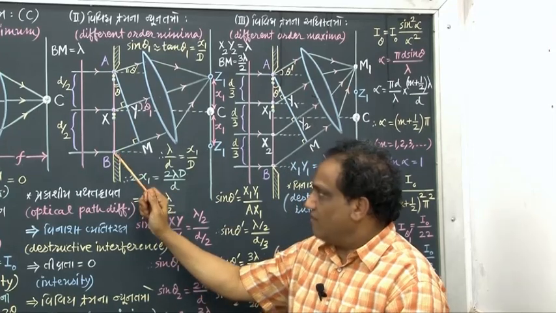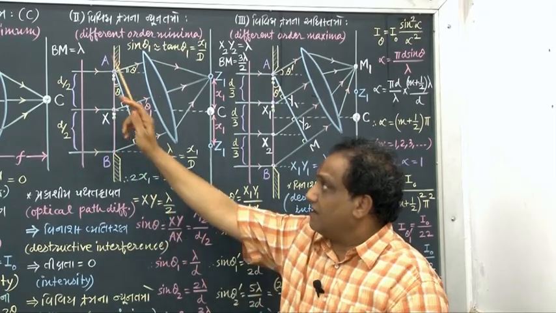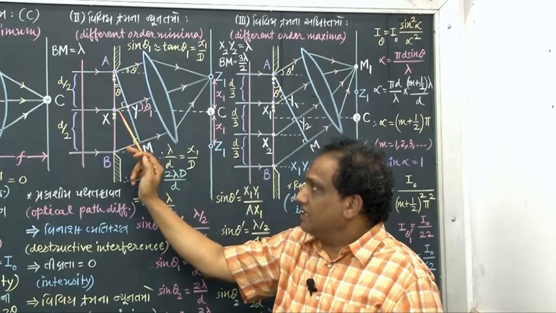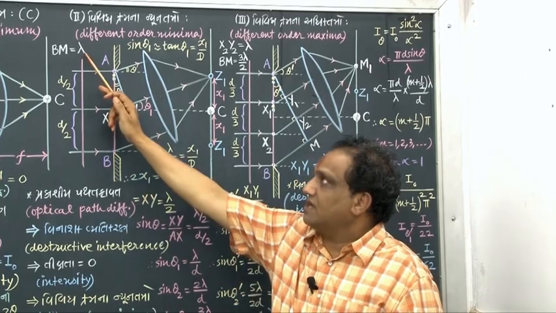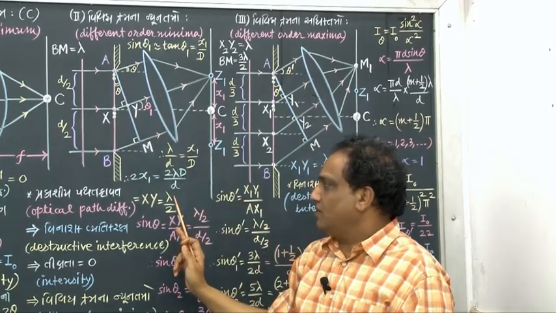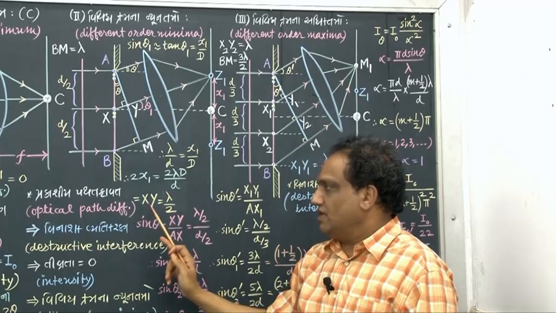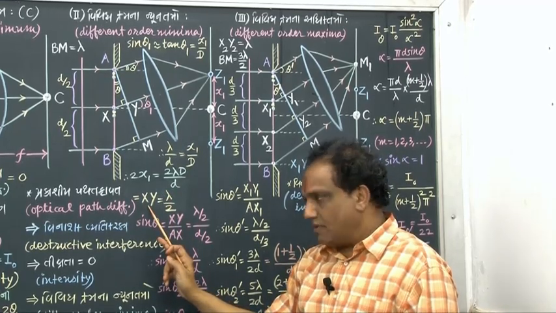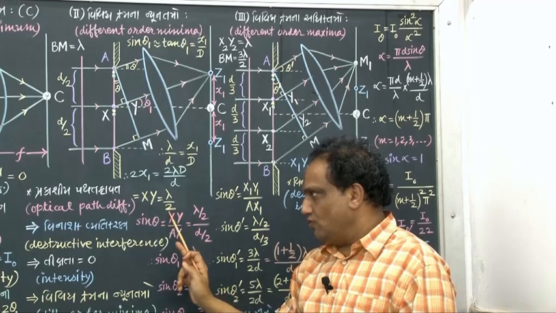Sure? So if BM value, suppose I am taking lambda, BM value I am taking lambda, then this XY value will be half of this. Half of this means lambda by 2. Correct? So distance XY I am going to assume lambda by 2.